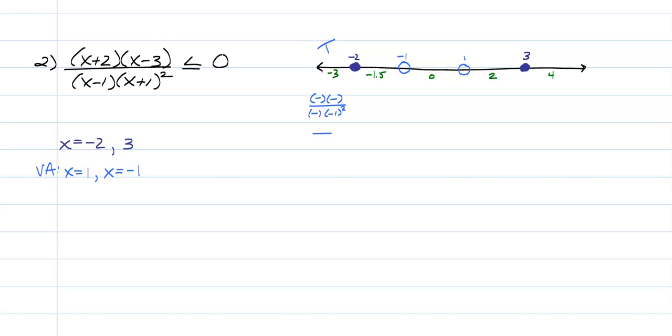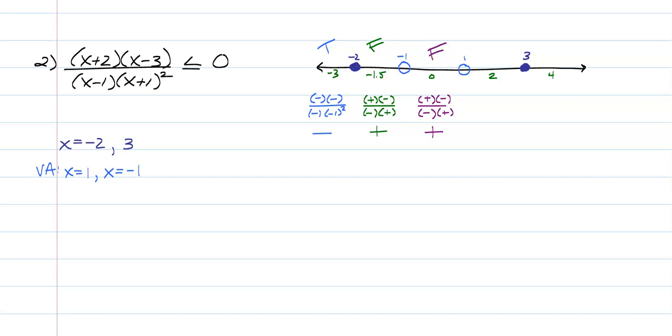So if you plug in a negative 1.5, you're going to have a positive times a negative over a negative times a positive, because, again, negative squared. A negative divided by a negative is positive. So this guy is false. Next section, plug in a 0. 0 plus 2 is positive. 0 minus 3 is negative. 0 minus 1 is a negative. And 0 plus 1 squared is a positive, which is going to give you a negative divided by a negative, which is positive. It is also false here.